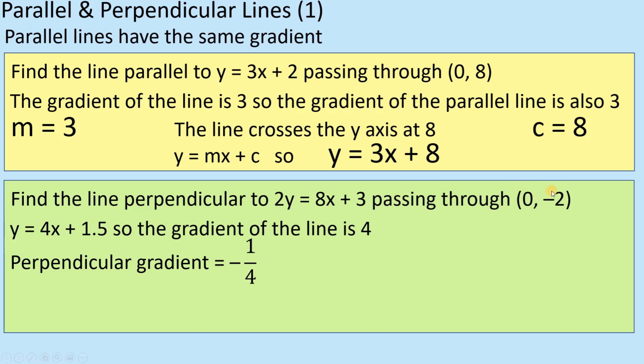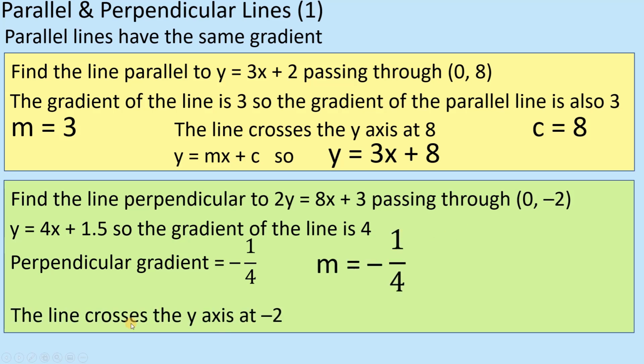And it also crosses through 0, minus 2. Again, because it's 0, minus 2, that tells me exactly where it crosses the y-axis, at minus 2. So my value for c is minus 2. So I've got m as minus a quarter and c is minus 2.